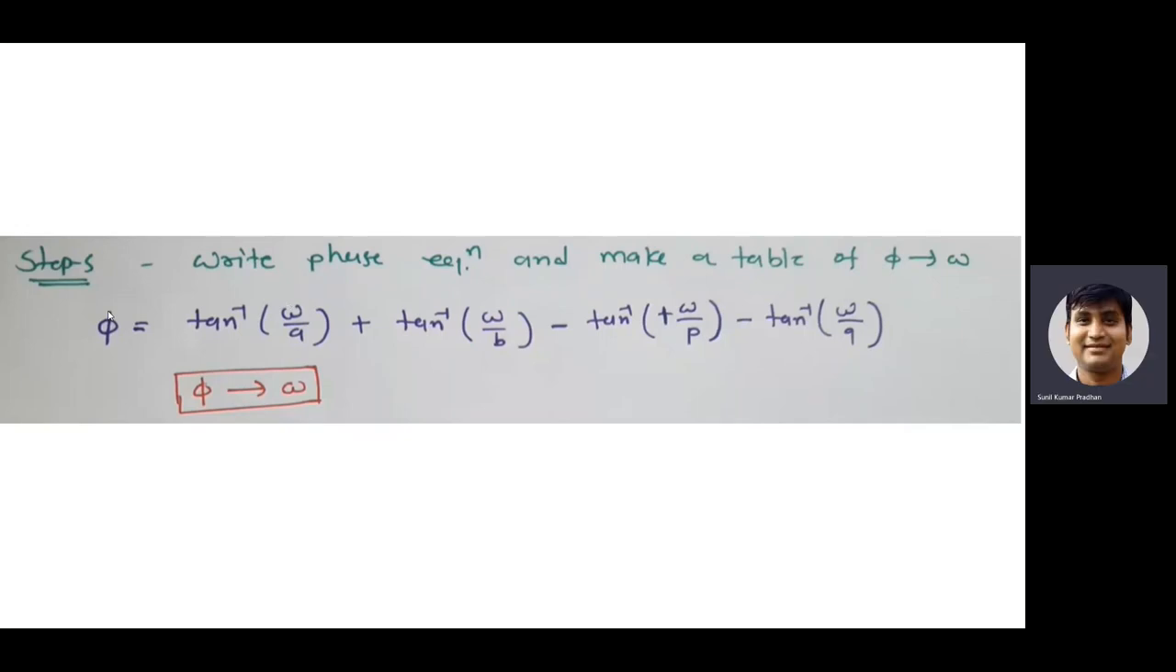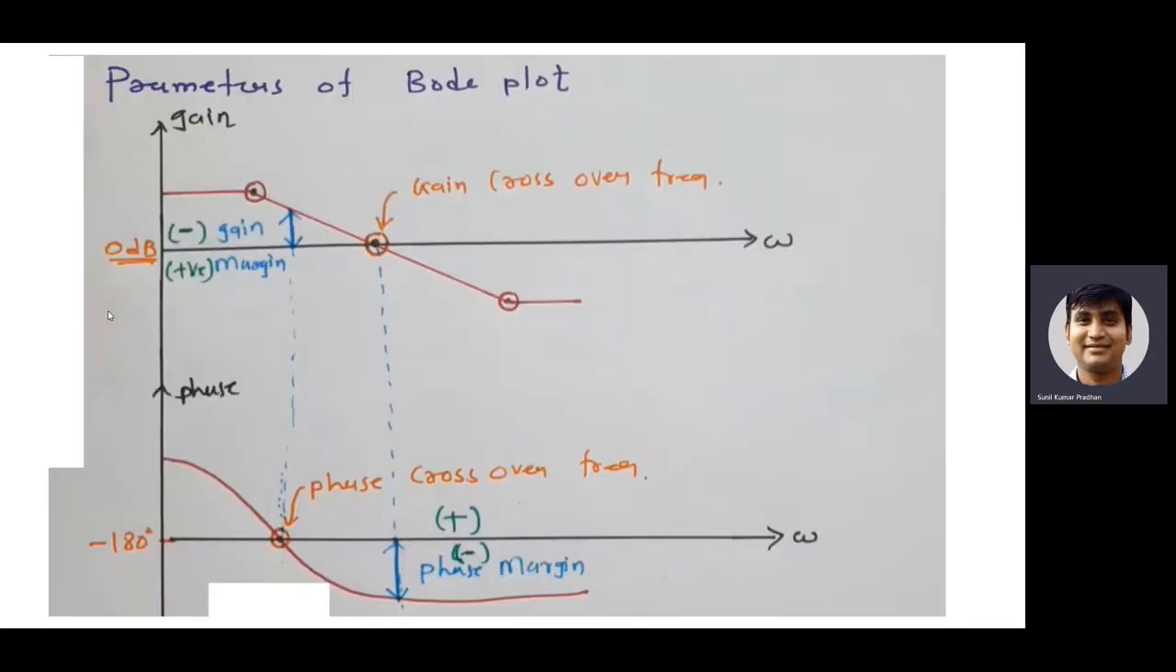After these steps are over, let's say that this is your Bode plot, where this is your gain curve and this is your phase curve. The gain curve is plotted with respect to angular frequency, and this is your reference line for the 0 decibel line. So this is called the 0 decibel line, and for the phase curve this is called the minus 180 degree line. So the 0 decibel line is the reference line for the gain curve, and the minus 180 degree line is the reference line for the phase curve.